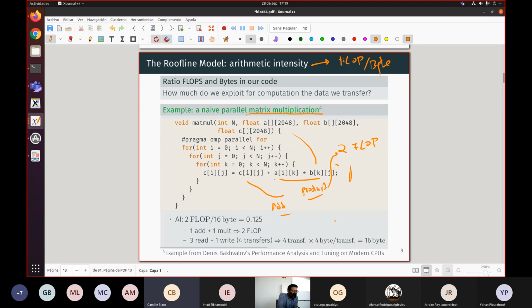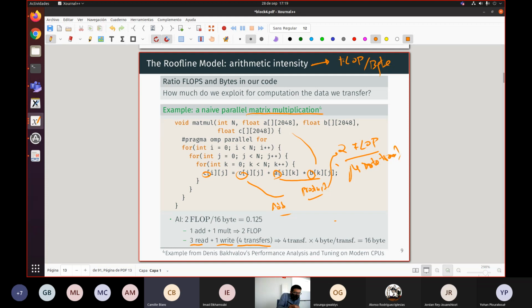We need to access A, this is a read memory operation. We need to access B, we need to access C, and we need to write again on C. So we have 3 reads and 1 write operations. So in the end, we have 4 data transfers and only 2 floating point operations. So this is a low arithmetic intensity. We are moving a lot of data for a relatively low amount of computation.